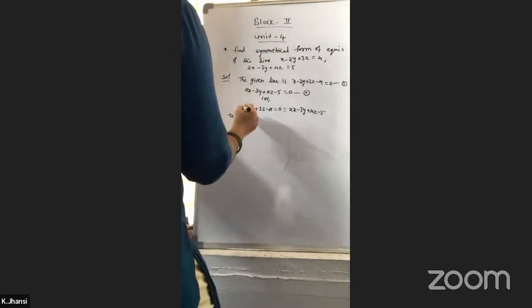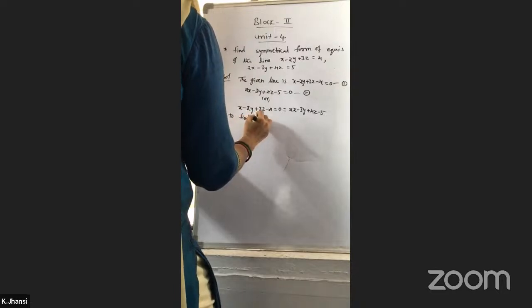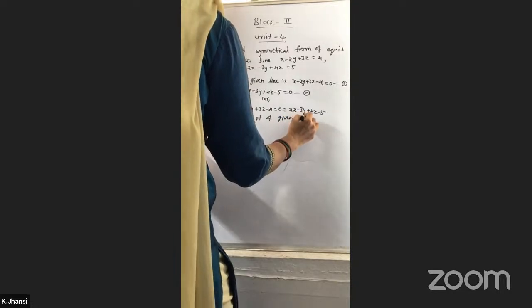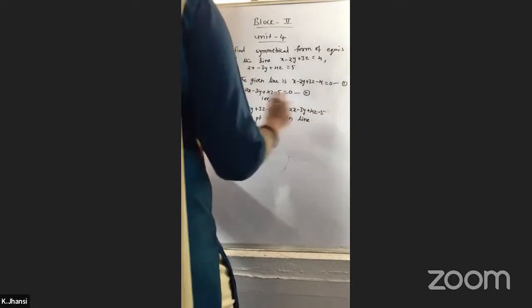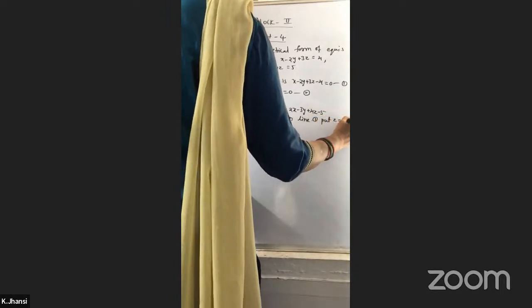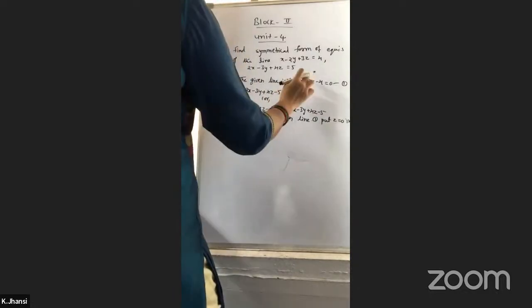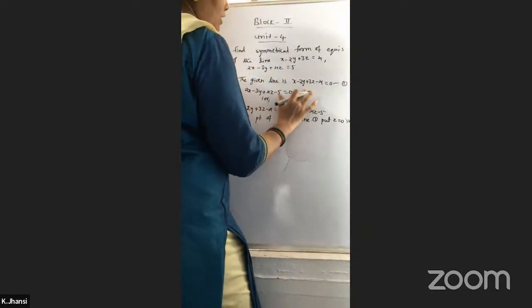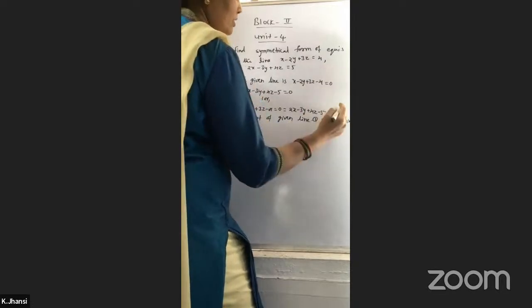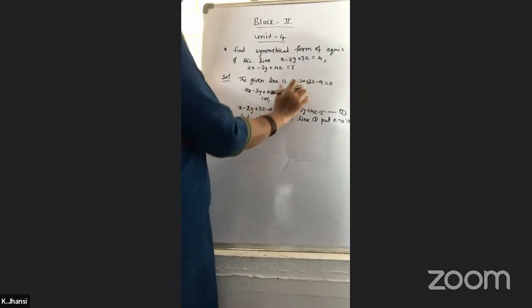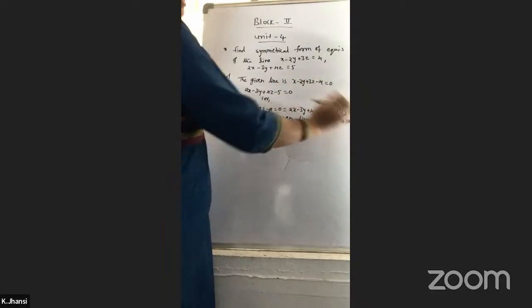To find a point on the given line 1, put z equals to 0 in 1. It is better to take it like this: this as equation 1. Only one line you are taking. These will be two plane equations. If you combine them, this will be the line equation.